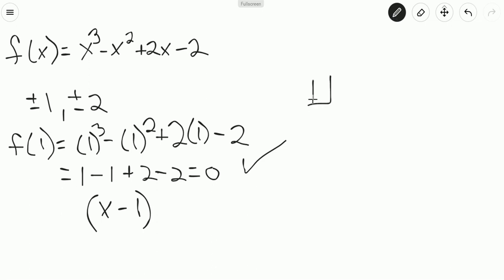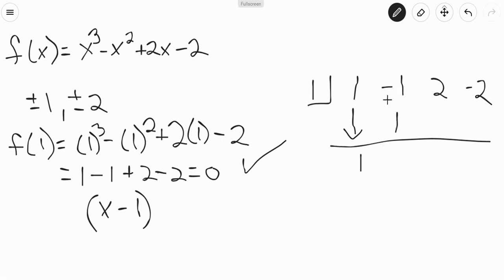and then we're going to put all the coefficients of this polynomial. So we have 1, negative 1, 2, and negative 2. Bring down that 1. Okay, 1 times 1 is 1, and then we add these together, add down. Negative 1 and 1 is 0. 1 times 0 is 0. Okay, 2 plus 0 is 2. 2 times 1 is 2. And then we add these together and we get a 0 remainder, which we already know that we should have.